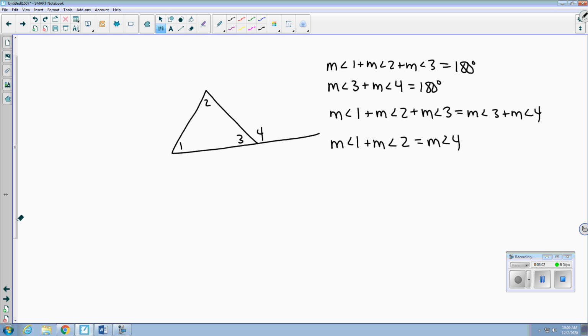We refer to 1 and 2 as the remote interior angles. That term is in reference to the two angles on the inside of the triangle that do not form a linear pair with the exterior angle. So these are remote interior.